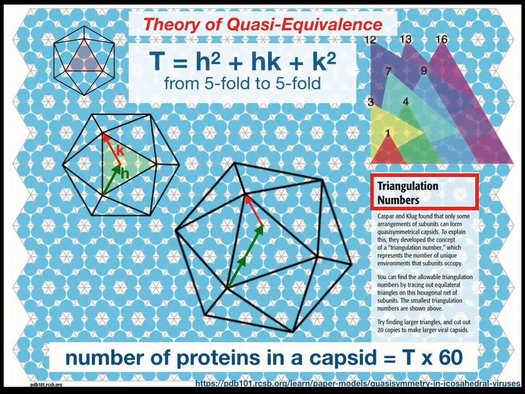So you can have different T numbers represented here depending on how you play with this triangulation. I know this is hard to understand, it's harder to explain, so please ask me questions. I don't know if this is clear.